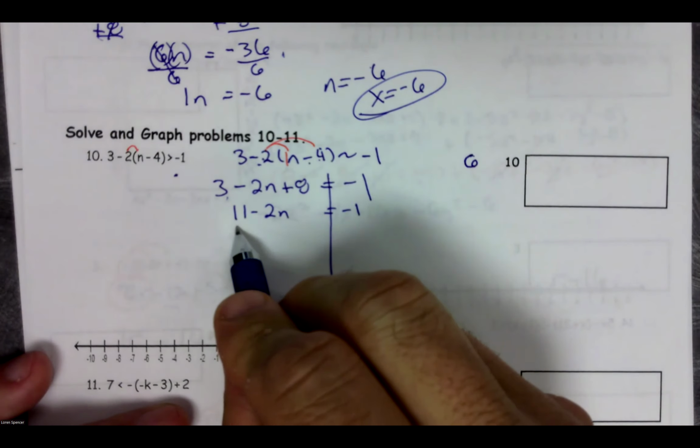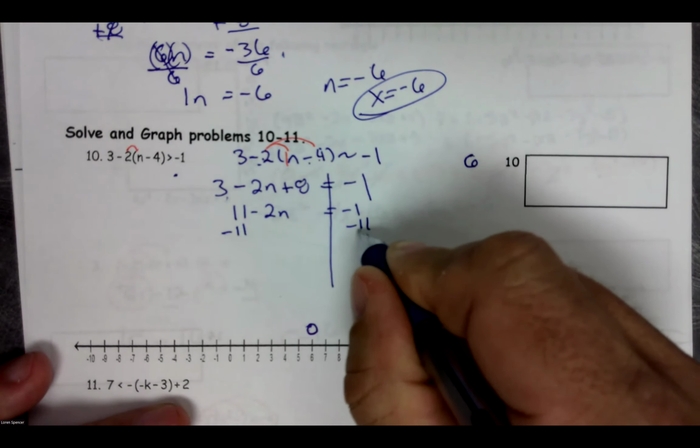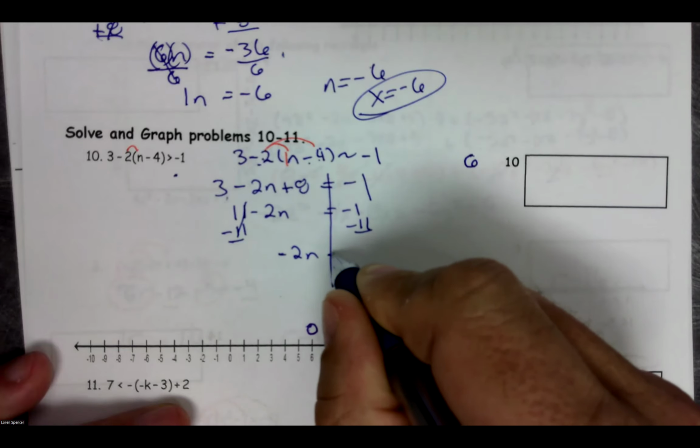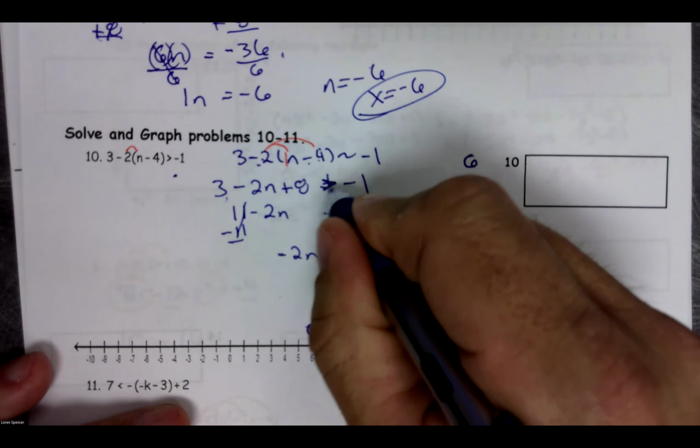I need to move my constants away from my variable. So this is -11 by doing the opposite operation or inverse. So now I have -2n. Oh, this is not equal. This is a greater than symbol. Sorry about that, guys.